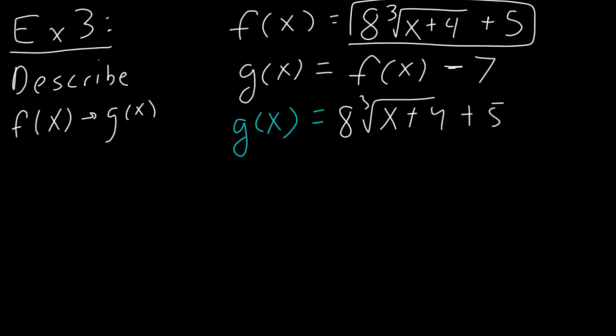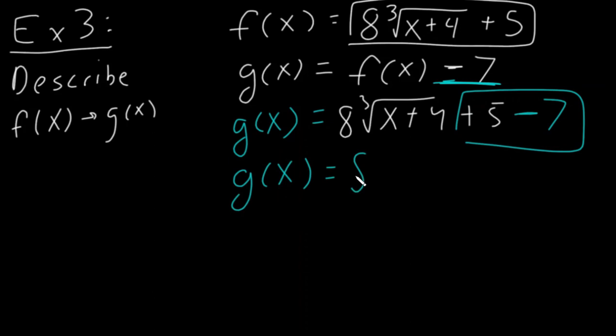Now the question that we have to ask ourselves is, this negative 7, is it being subtracted from the x value specifically, or is it being subtracted from the entire function? In this case, we see that it's been subtracted from the entire function. So we're just going to tack on that minus 7 right over here. Now when you look at this, the only things that can actually combine are these terms outside of the cubic root function. And so we can write g of x equals 8 cubic roots of x plus 4, and ask yourself, what is 5 minus 7? And 5 minus 7, that would be negative 2.